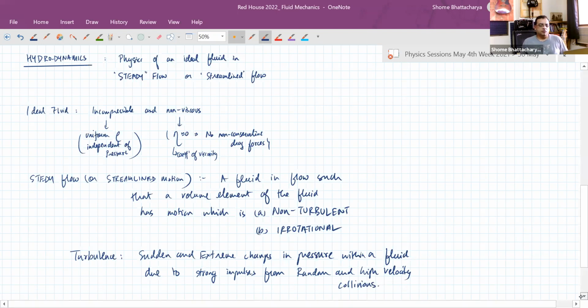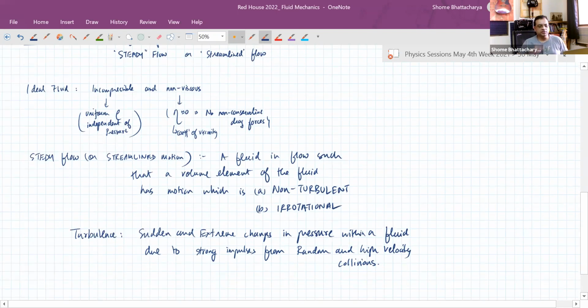So we'll come to non-turbulence, but what does the term turbulence mean? Turbulence means that if a fluid is flowing in such a way that the fluid elements or the volume elements of fluid undergo high velocity and random collisions, and these collisions involve strong collision impulses, then because of those large magnitude collision impulses acting randomly and suddenly at various points during the fluid, because those fluid elements are making random and high velocity collisions, those strong collision impulses will create sudden and extreme changes in pressure within the fluid. So when that happens, we say that there is turbulence in the flow.